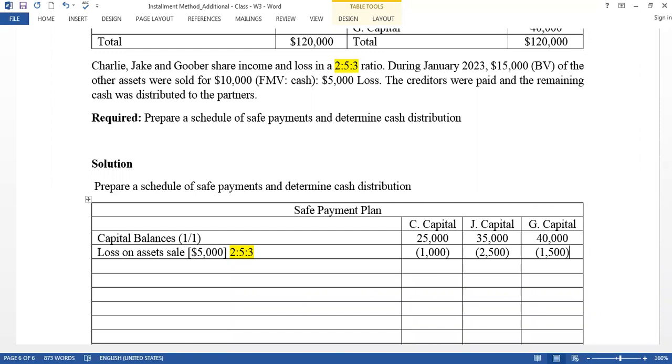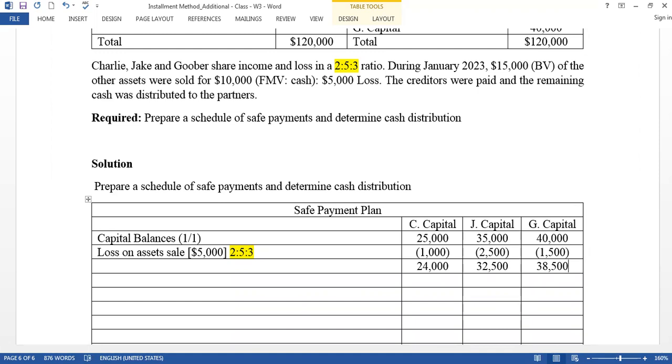Right? So what is the balance now? The balance is now $24,000, then 32,500, and 38,500.